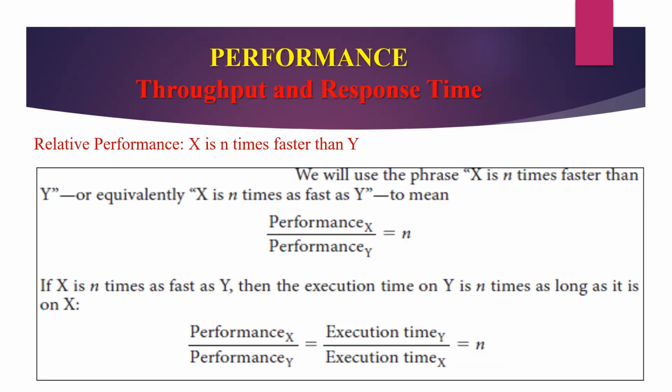So, relative performance: X is n times faster than Y. We use the phrase X is n times faster than Y, or equivalently X is n times as fast as Y, which means performance of X divided by performance of Y equals n. If X is n times faster than Y, then the execution time of Y is n times as long as it is on X. So you can rewrite the same equation with respect to execution time: performance of X divided by performance of Y equals execution time of Y divided by execution time of X, which equals n.